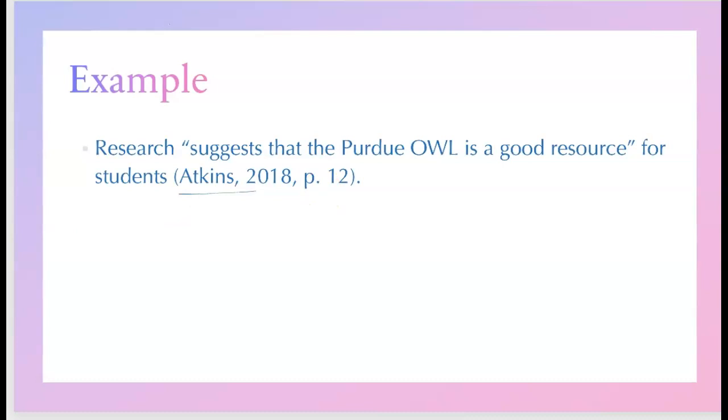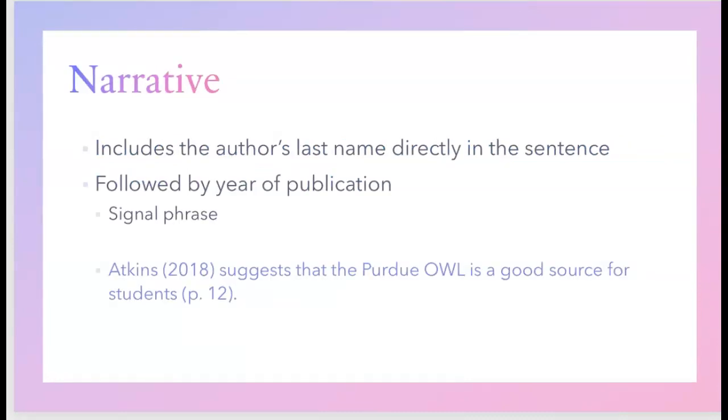The other way you can provide an in-text citation is with a narrative. A narrative in-text citation is simply something like, I want you guys to think back to those signal phrases that we talked about when we were talking about MLA style. A narrative is simply a fancy way of saying including the author's name directly in the sentence. So you're narrating, you're providing a signal phrase with the author's last name in the sentence directly. So an example of this would be, here I have my author's last name, Atkins, suggests that Purdue OWL is a good source for students.